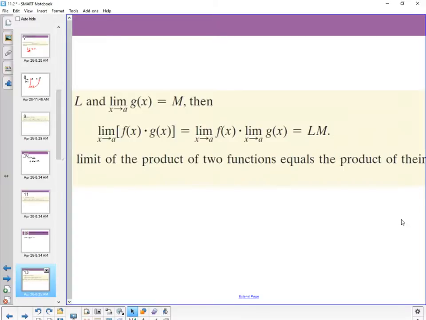Exact same as the other one, but it's just add a dot.